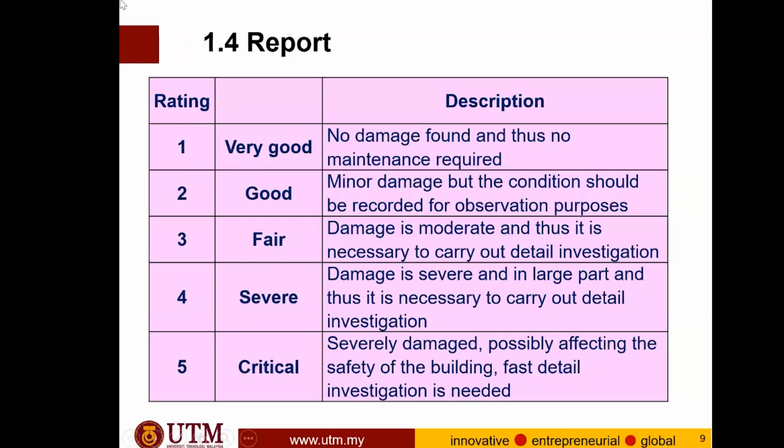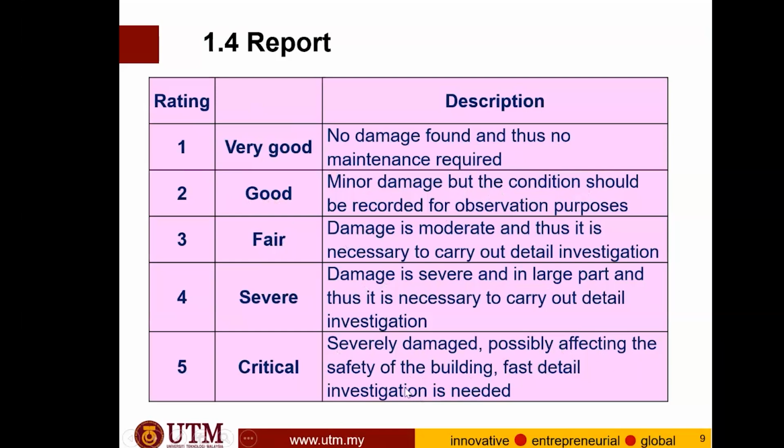Okay, what is this rating about? Rating 1 means very good. No damage found and thus no maintenance required. Number 2, good. Minor damage, but the condition should be recorded for observation purposes. Fair damage. Severe damage is severe. Critical, severely damaged, possibly affecting the safety of the building.